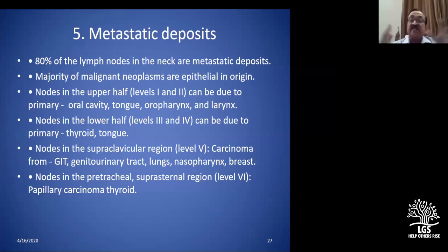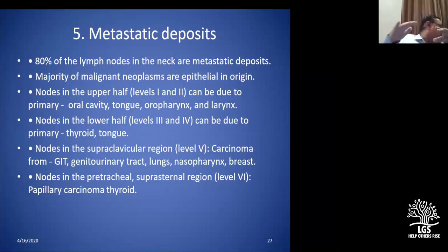As you know, 80% of the neck nodes are metastasis. The majority of the malignant neoplasms in the neck are epithelial in origin. That means to say that their report comes as squamous cell carcinoma. Why do I say this? Because commonly they ask you this question. It can be non-epithelial, such as malignant melanoma, or it can be adenocarcinoma sometimes. So it's mandatory to get a tissue diagnosis.